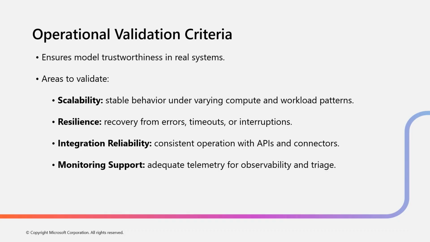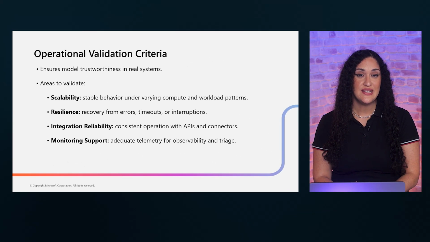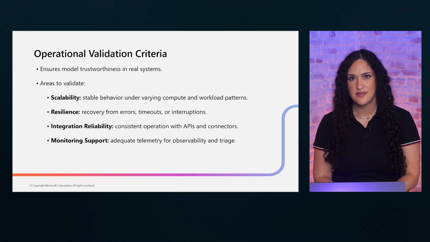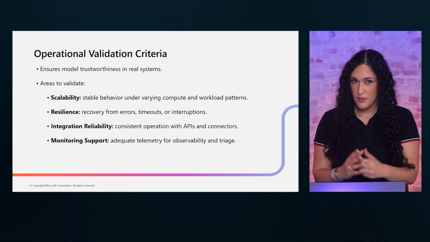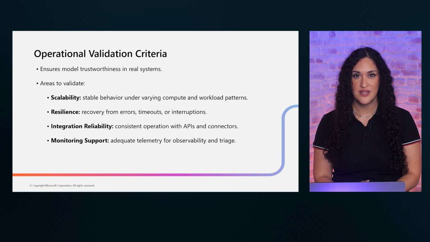Operation validation ensures your model actually works in the real world, not just in a test environment. 4 areas matter here. Scalability. Does behavior remain stable under varying compute and workload patterns? Resilience. Can it recover from errors, timeouts, or dependency interruptions? Integration reliability. Does it work consistently with your APIs, connectors, and orchestration components? And monitoring support. Does it produce adequate telemetry for observability and triage?